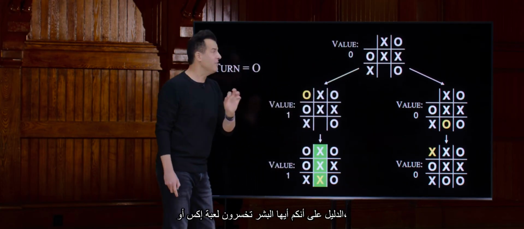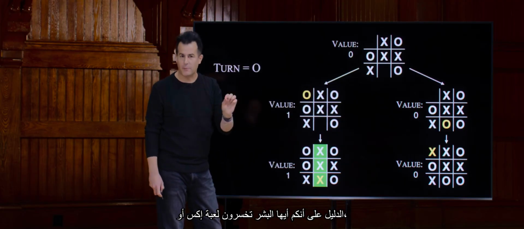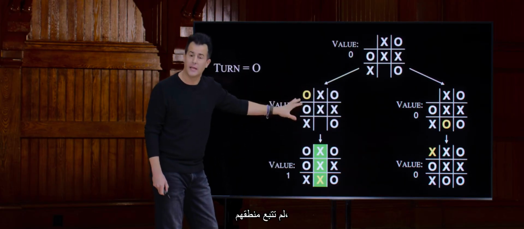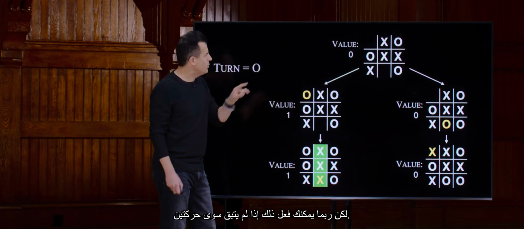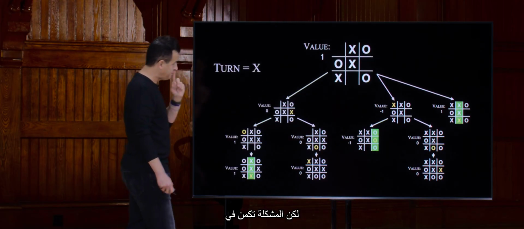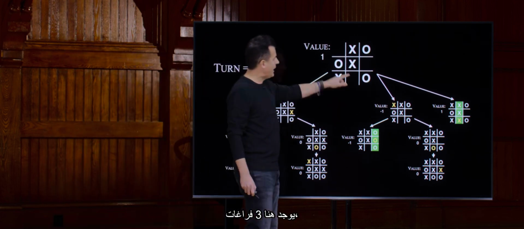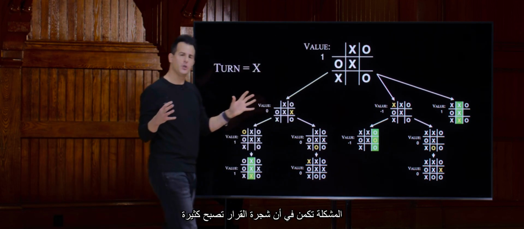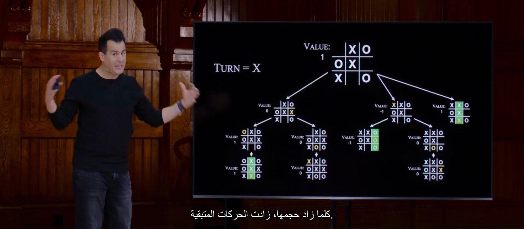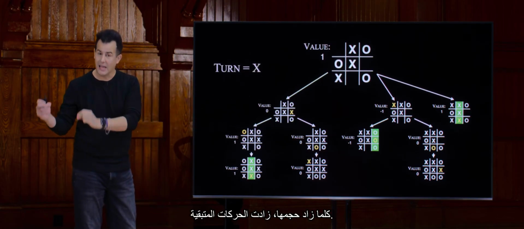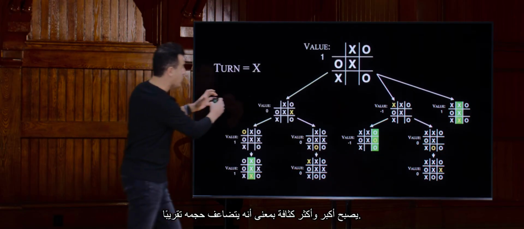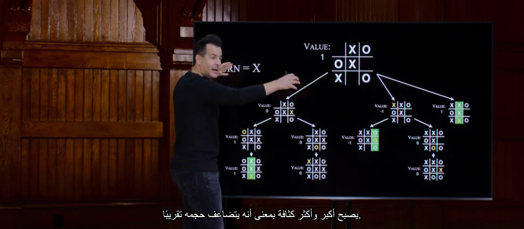And so that's where you see evidence that if you humans are ever losing the game of tic-tac-toe, you have not followed this logic. But you could probably do it if there's just 2 moves left. But the catch is, let's go ahead and rewind to 3 moves left. Here there are 3 blanks, and I've zoomed out. The catch is that the decision tree gets a lot bigger the more moves that are left. It gets bigger and bushier in that it's essentially doubling in size and width.